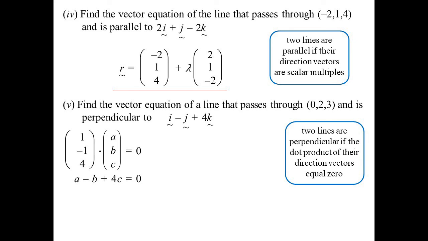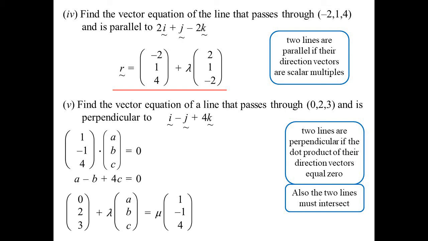Okay, but here's the other key thing. If they're going to be perpendicular, they have to intersect. So now I solve them simultaneously here. So 0, 2, 3 plus lambda ABC. That's the vector equation of the line we're trying to find. And that's got to equal mu 1 minus 1, 4.